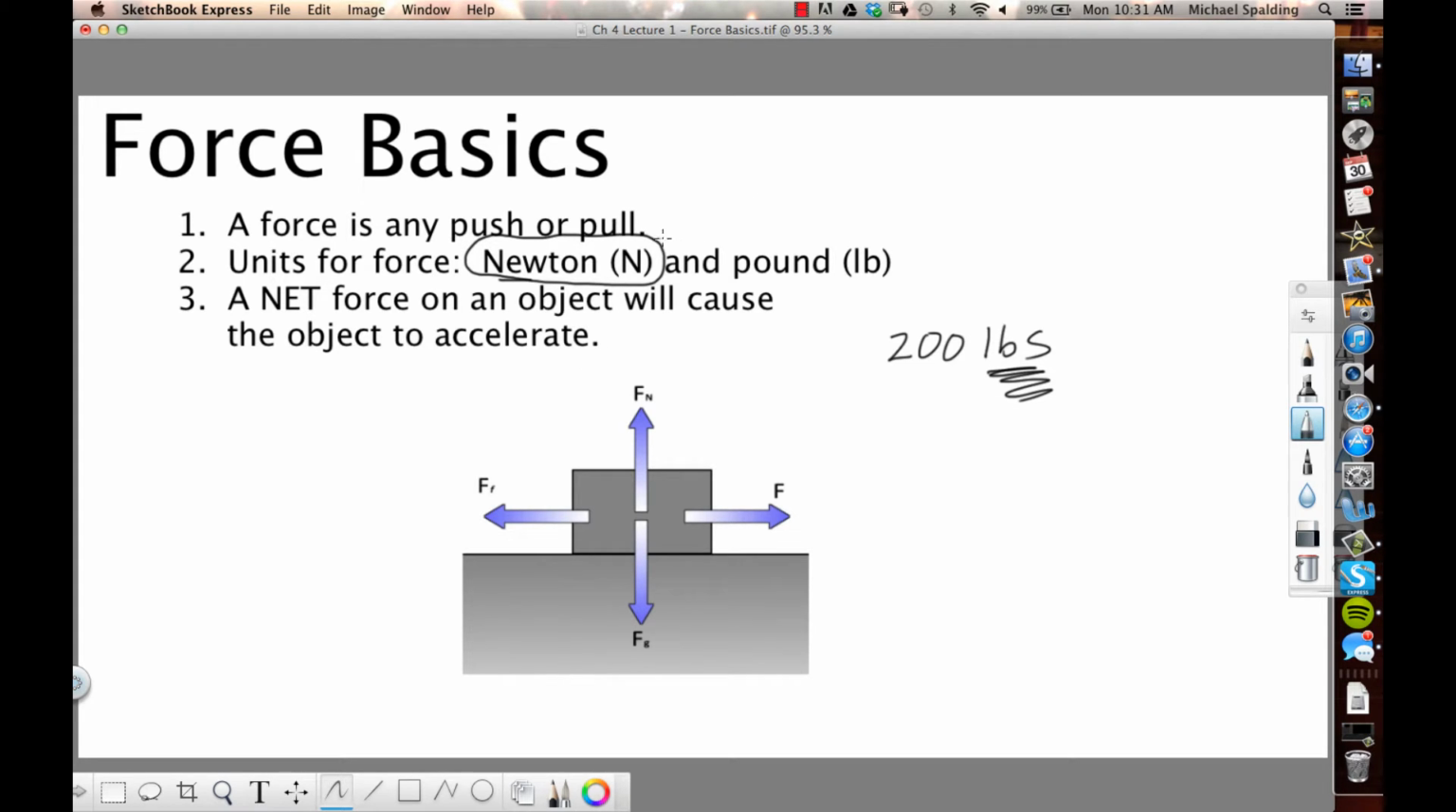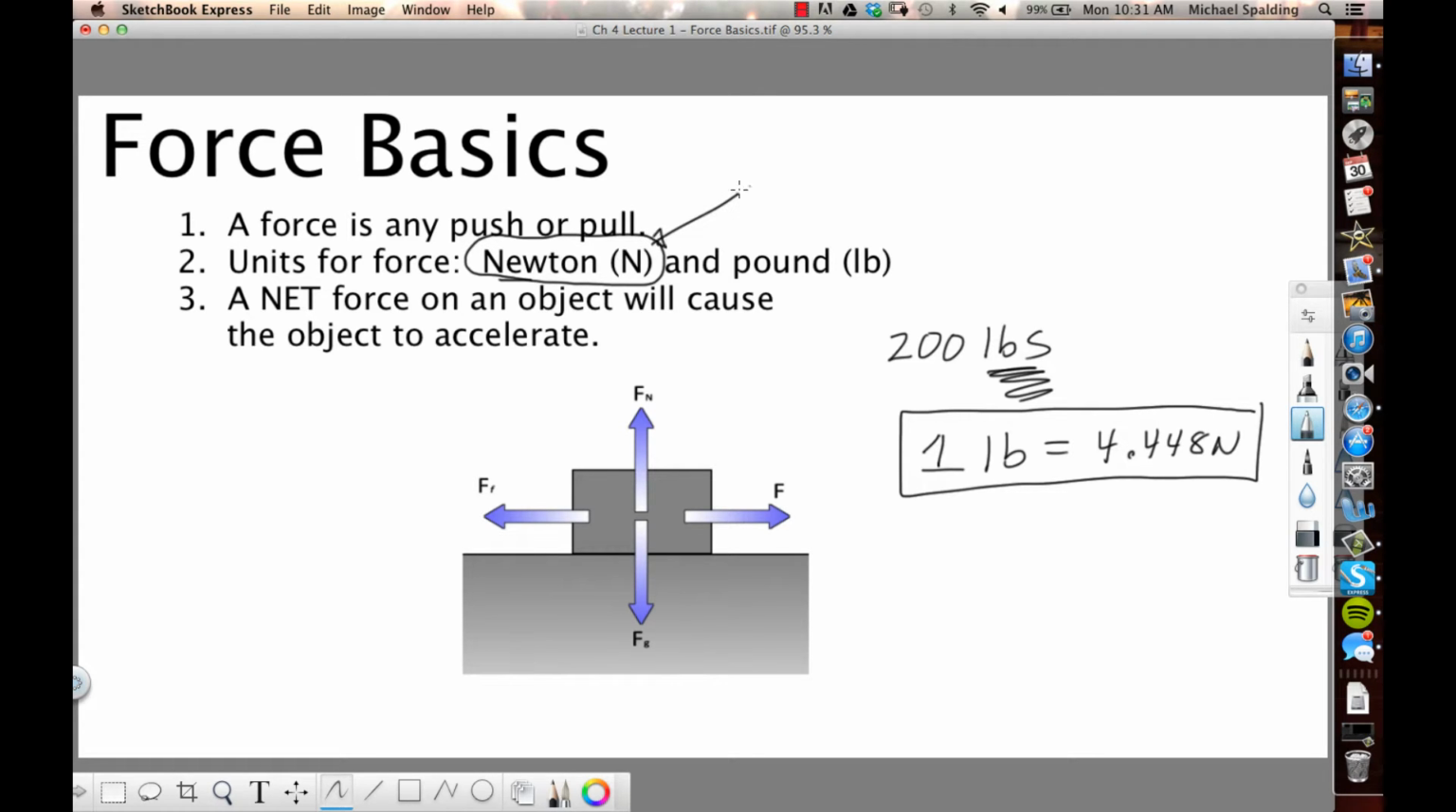Oh, and by the way, the conversion, Newton to pound: 1 pound equals 4.448 newtons. So pounds and newtons do the same thing. And the other thing I want to mention, a newton is equivalent to a kilogram meter per second squared. That's very easy to memorize, I'll show you how. But a newton is an abbreviation for this. This is really what a newton is, kilogram meter over second squared.